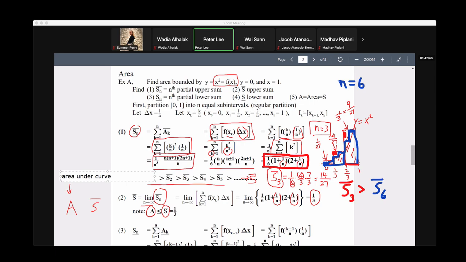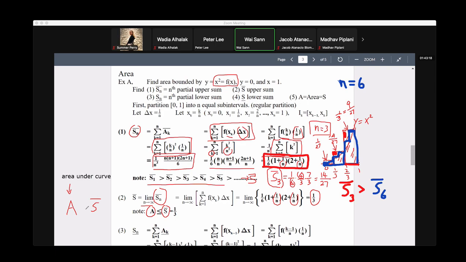And what is the upper sum? Upper sum is basically the area of all the rectangles. It's not really the area under the curve. It's the sum of all the areas of the rectangles put together, and A is the actual area. So we compare the actual area under the curve versus the sum of all the rectangles. Which one is bigger? Upper sum or the area? Can you tell me which one is bigger?